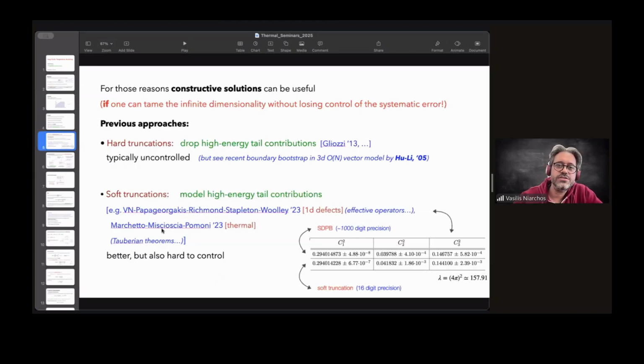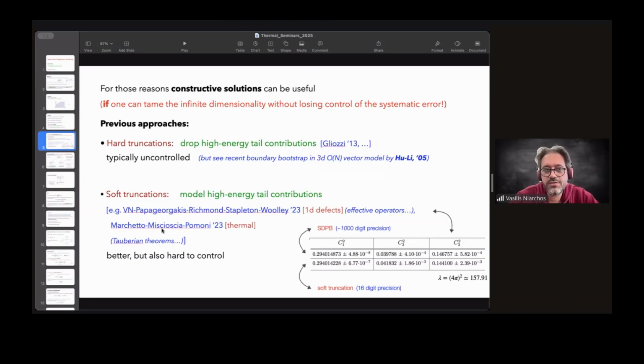So for all these reasons, you might be interested in a constructive approach where you actually construct solutions to these crossing equations. Again, they may not be unique, but maybe you want to scan over all possible solutions or subsets of solutions to get a better intuition about the problem. Or the assumptions you would like to feed into the other algorithm, if the other algorithm is applicable. But that will be useful if one can tame the infinite dimensionality that I mentioned previously without losing control of the systematic error.